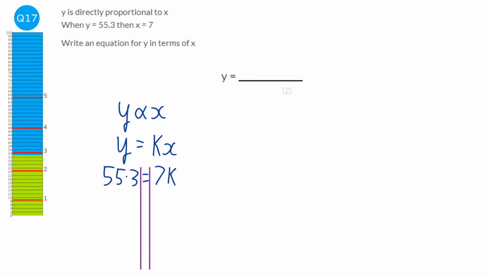So it's going to be divide by 7 both sides. And 55.3 divided by 7 is 7.9. And that's what k is. So we're going to rewrite this equation here, this formula here, y equals 7.9x. And that is actually our answer.